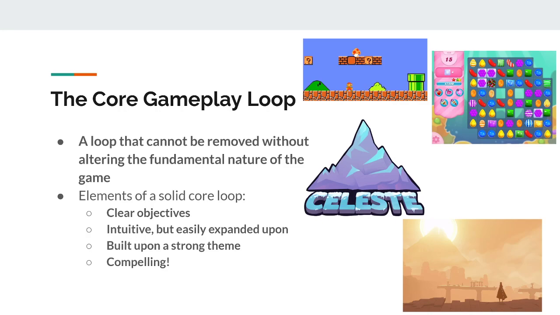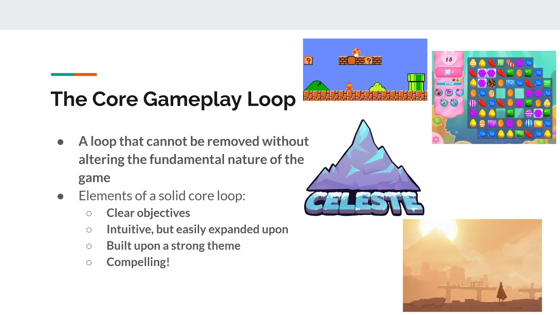The elements of a solid core loop include clear objectives. So for Mario, the objective is to reach the end of the level, and Candy Crush is to make matches. Many games can have similar gameplay loops, but they feel distinct because of elements like level design. For example, when we look at Celeste vs. Mario, on paper they have essentially the same core gameplay loop of moving and jumping, but the gameplay feels distinct because of different level design.